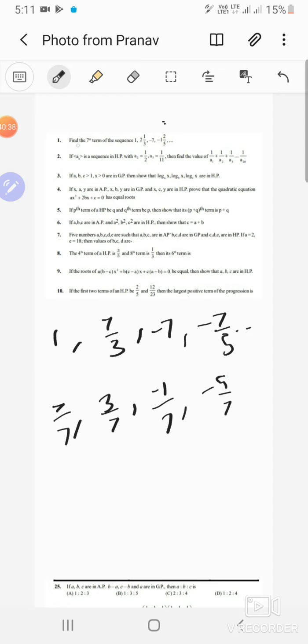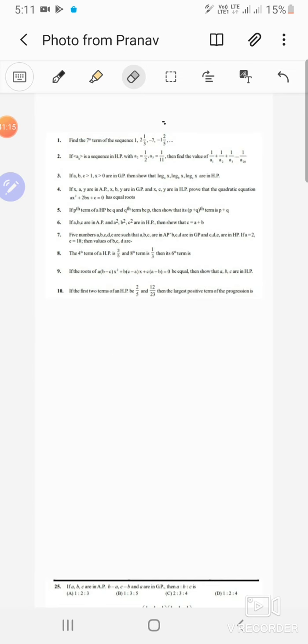We have to find the seventh term, which will be basically 7 by 7 plus 7 minus 1, which is 6, into the common difference, which is minus 4 by 7. That's going to be 7 minus 24. Fine, 7 minus 24 is minus 17, upon 7. So now I just take the reciprocal of that. That gives me minus 7 upon 17. This was easy. So the answer of this question is minus 7 upon 17.